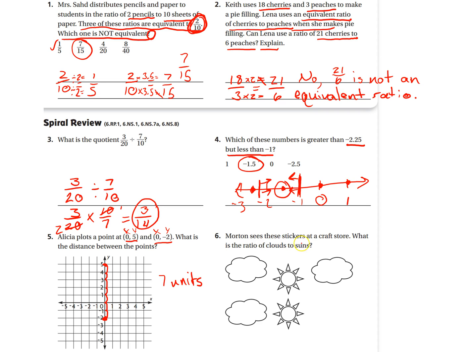All right, Morton sees these stickers at a craft store. What is the ratio of clouds to suns? So clouds needs to be my first number, 3, to suns is 2. I could also write that as 3 to 2, or I can write it as 3/2 like that.